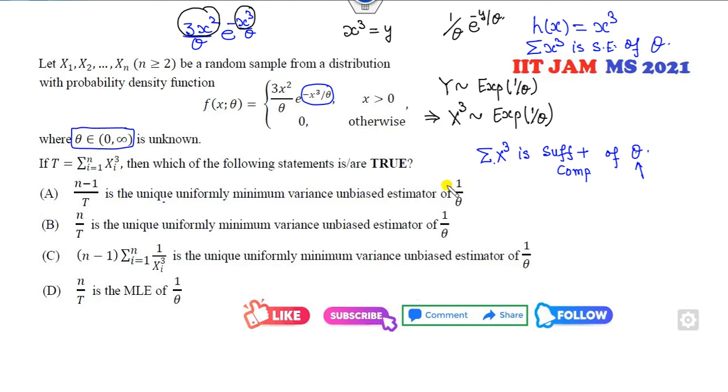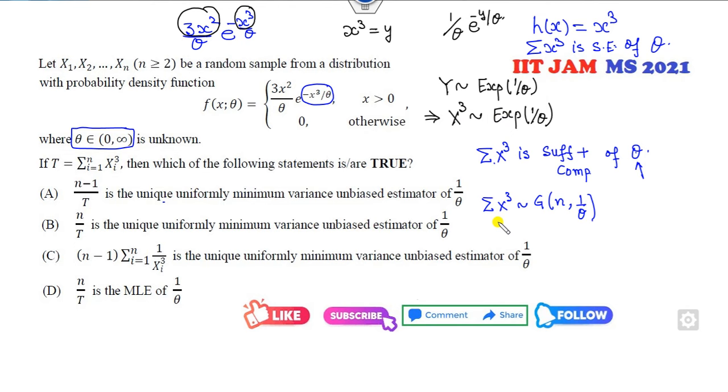Now your target is to find 1 over theta. So what is x cube? Can you identify the distribution of x cube? How can you identify the distribution of x cube? X cube follows my exponential distribution. Then the summation of x cube will follow a gamma distribution with parameters n comma 1 over theta.